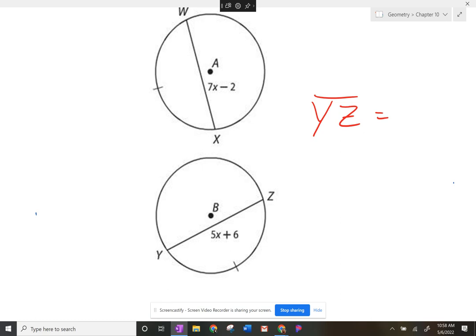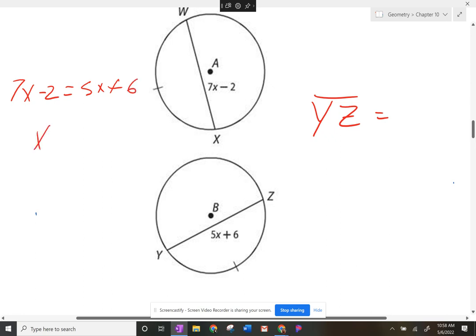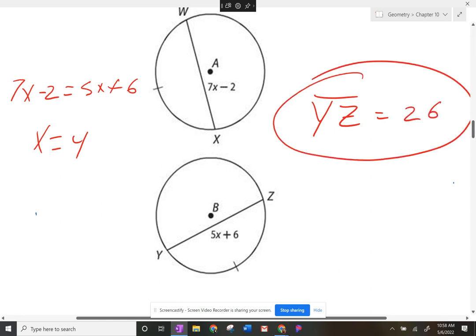All right, based on what I saw, you guys all set it up the correct way. You had 7x minus 2 that equaled 5x plus 6. Should have ended up with x equaling 4. And then once you plugged it back in, your length for YZ should have been 26. Thumbs up, thumbs down. How you feeling?